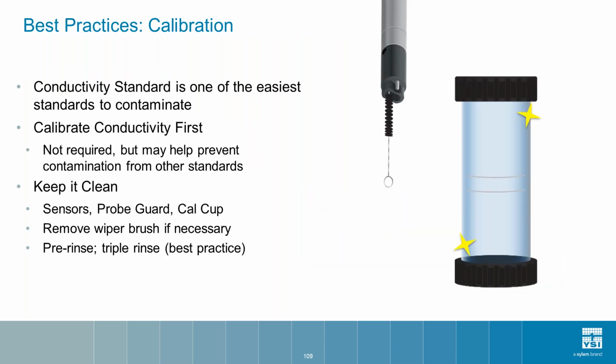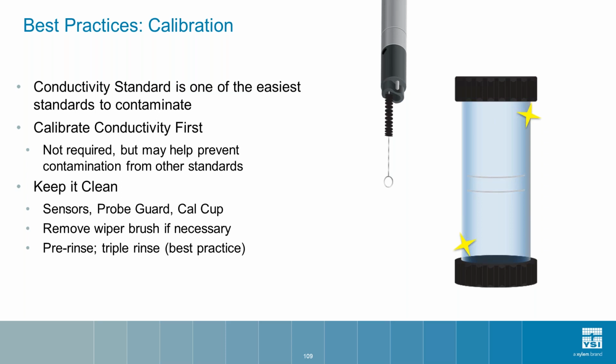As far as best practices go, we recommend calibrating the conductivity before any other sensor if you have a multi-parameter sonde or meter. This isn't required, however, it may help prevent contamination from other standards. As we've just discussed, conductivity is actually one of the easiest standards to contaminate, as opposed to a concentrated pH buffer, for example, of which one drop could change the entire conductivity standard.